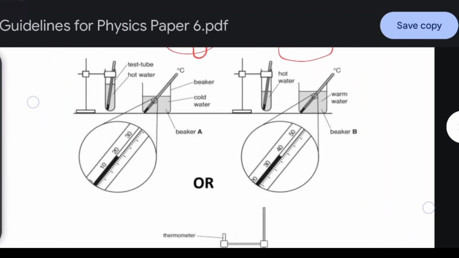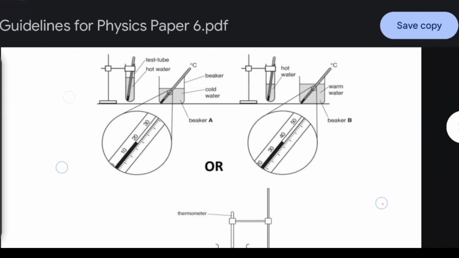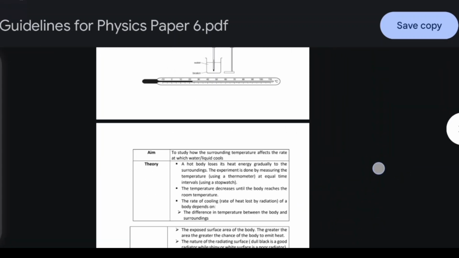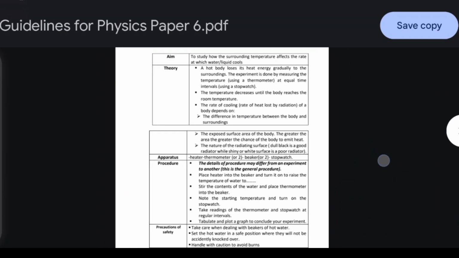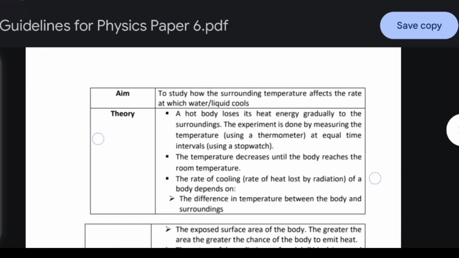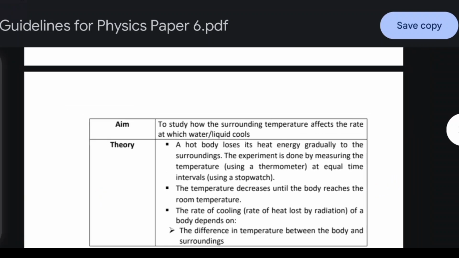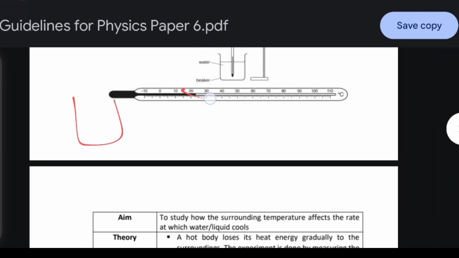Now moving on to the next experiment, the cooling rate experiment. This is an easy experiment. We have already discussed this in our previous video as well. How are you going to investigate it? To study how the surrounding temperature affects the rate at which water cools. So you're going to check how the surrounding temperature, that is the outside temperature, will affect the cooling of this water, how it radiates heat outside.